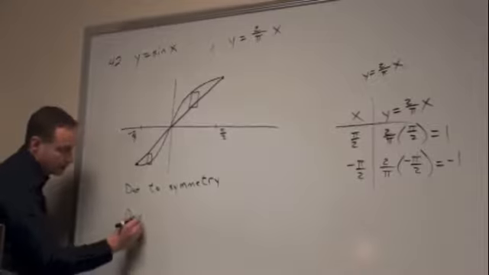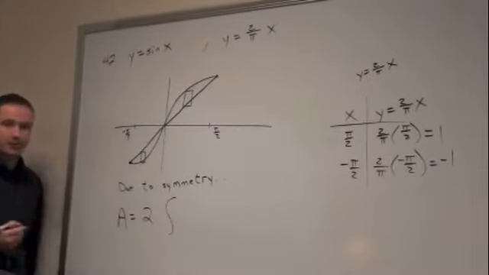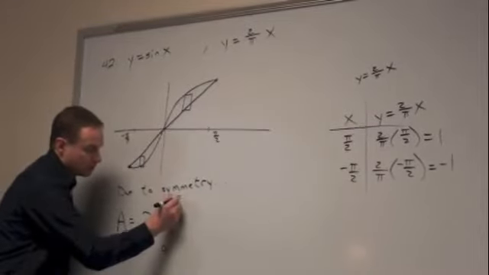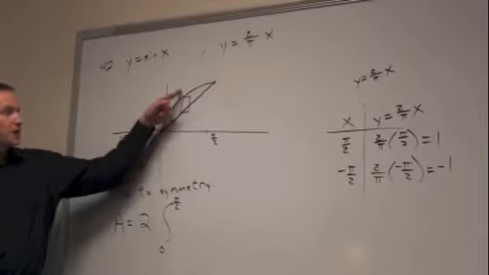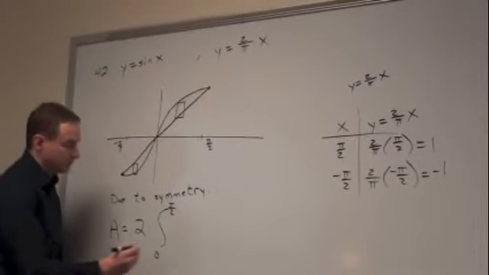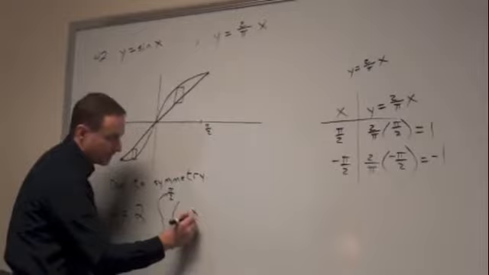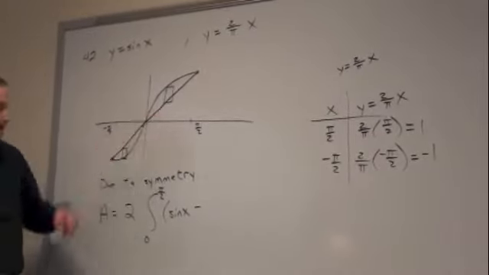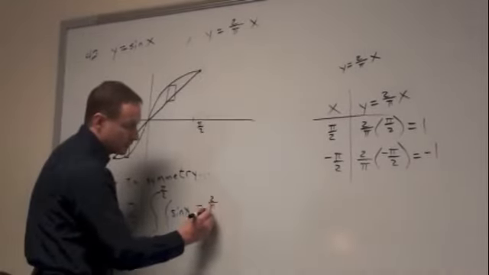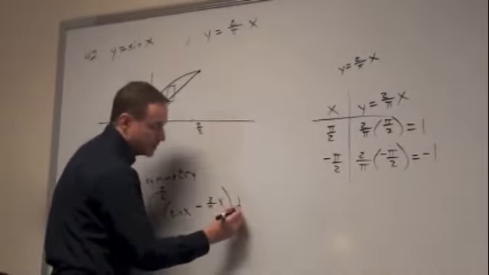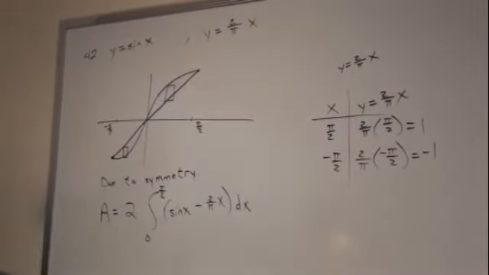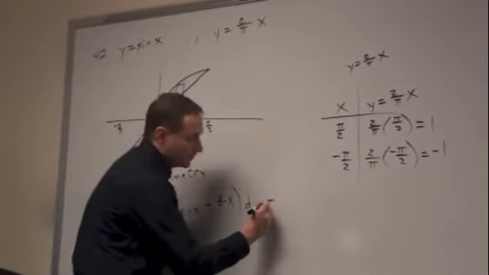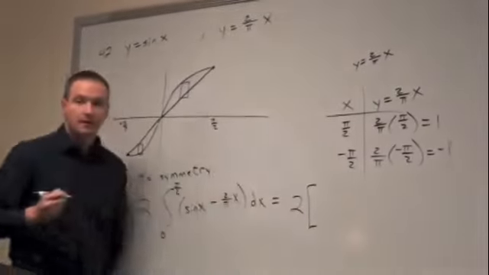the area is equal to twice the integral from 0 to pi over 2 of the top curve, the sine of x, minus the bottom curve, the linear function, 2 over pi x, with respect to x. So then you're thinking, okay, this is going to be pretty easy. Yep. I'll say it's going to be twice.